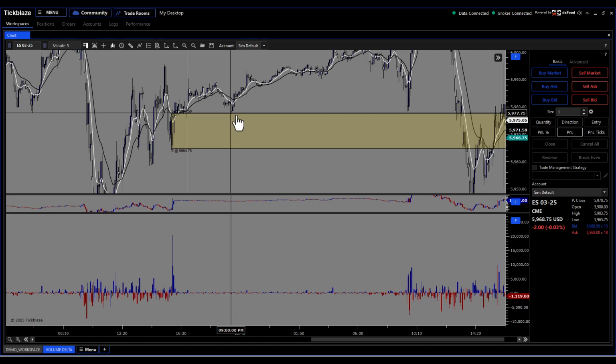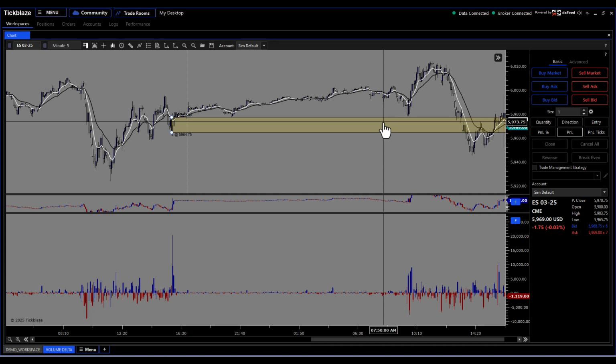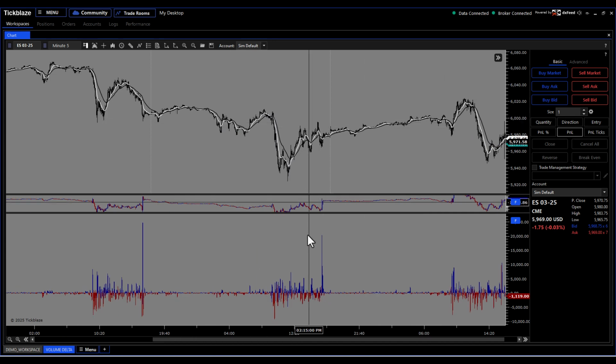You can see here that the market will often come back to test the delta zone. Why? Because the market peeked its head. You've got to remember, there's a lot of orders that are coming into these bars. What's going on in those candles, right? That's what's important.